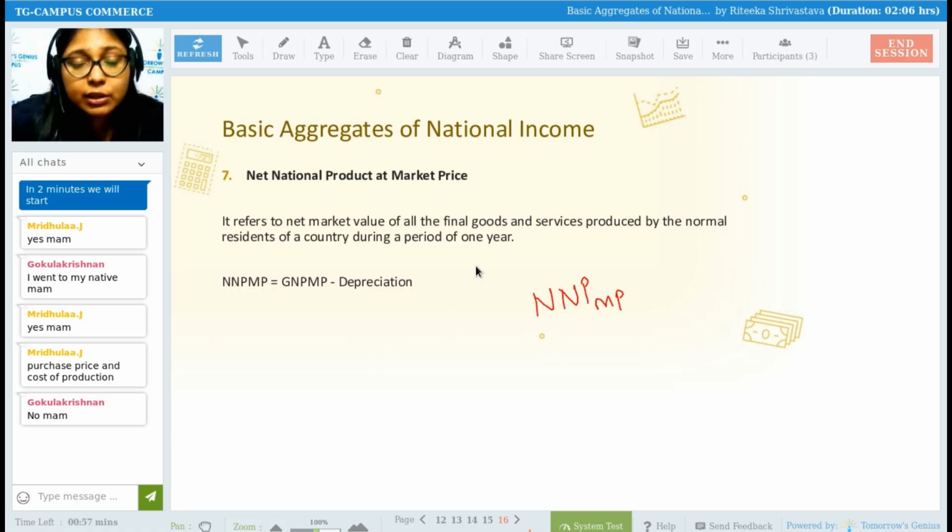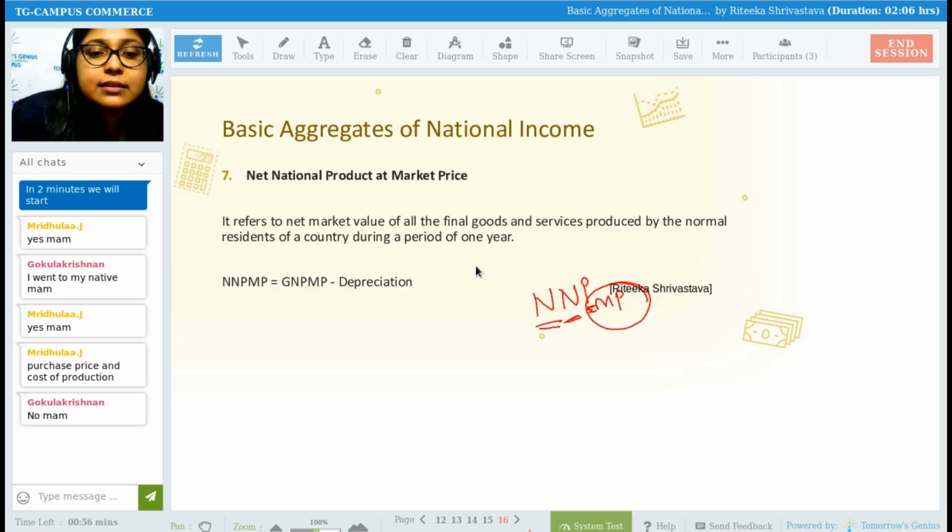Because we know what is net, what is national, what is domestic, and what is market price and factor cost, the meaning of those things should make it clear what that aggregate is trying to explain. So net national product at MP: net is the actual net market value, the value which is remaining in our hands after doing the deductions. That is the value of goods and services produced by a normal resident of the country, considering market price.